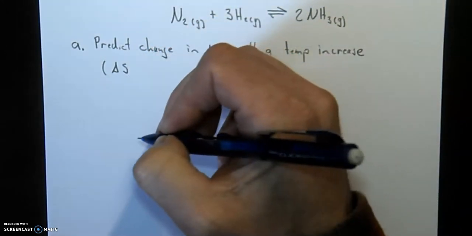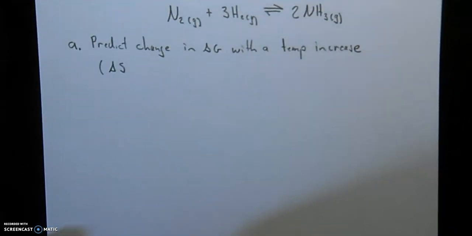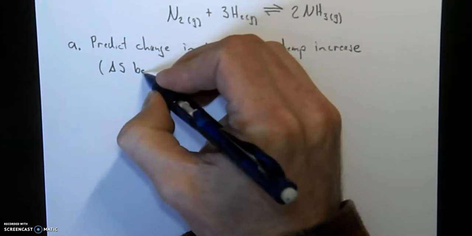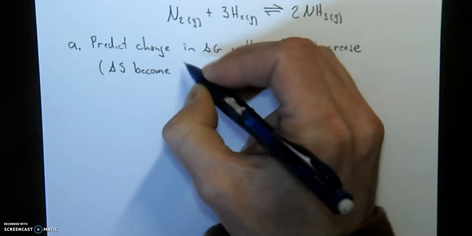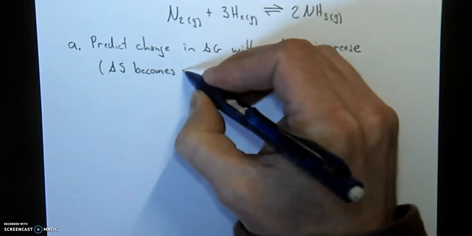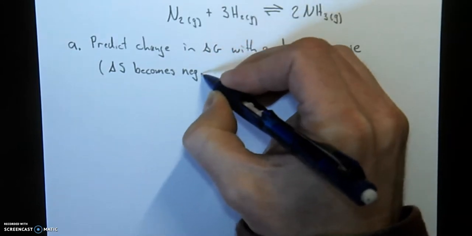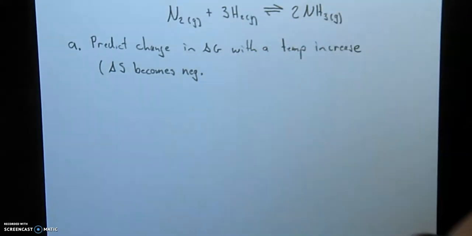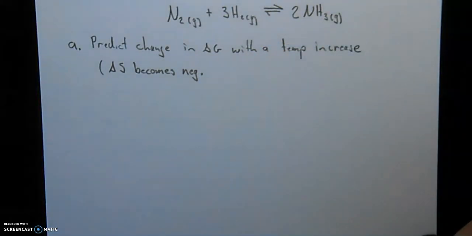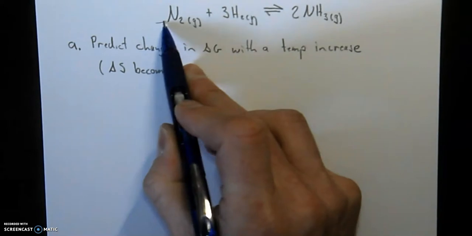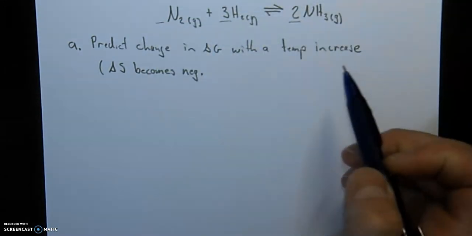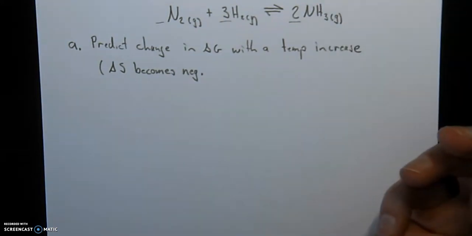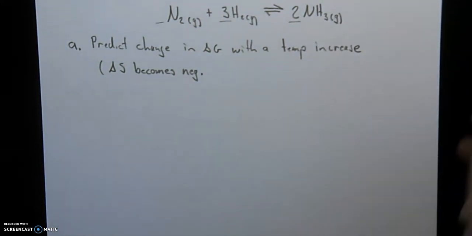Delta S. So what's going on with delta S? Delta S does become negative. And why does that become negative? Well, 1 plus 3 is 4, and we're going to 2. So it's becoming more ordered, so less positive. So that value is negative.